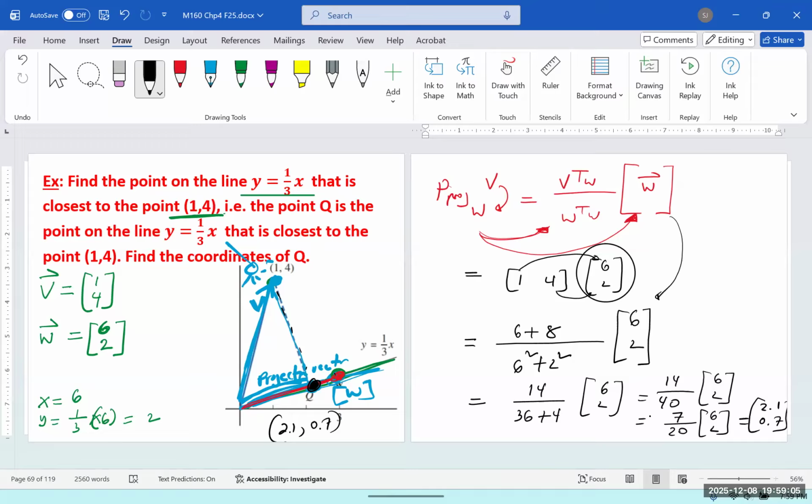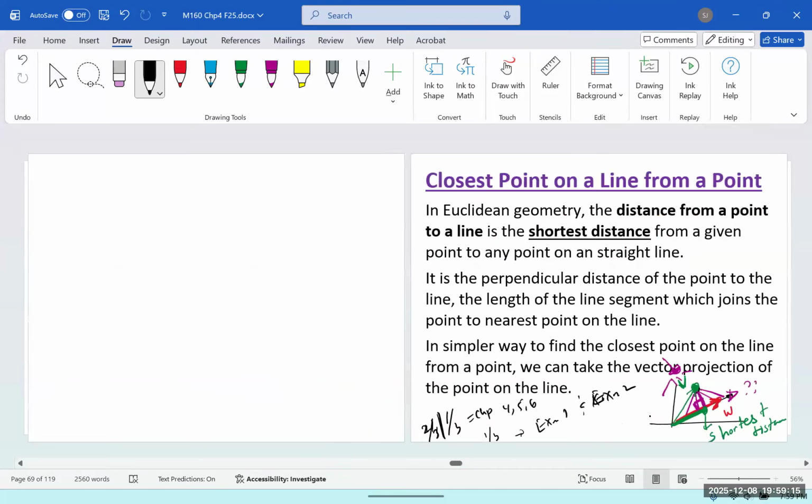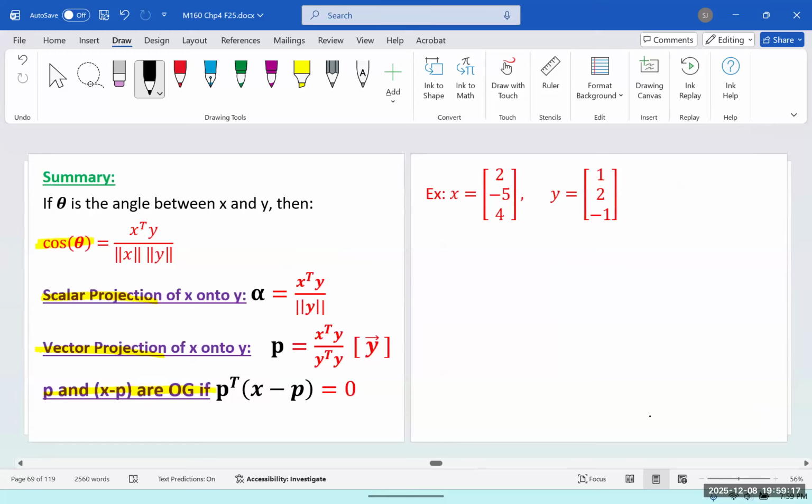Any question? And this is our last topic. From this section, there will be 5 concepts: 1, 2, 3, 4. The 5th one is closest point.